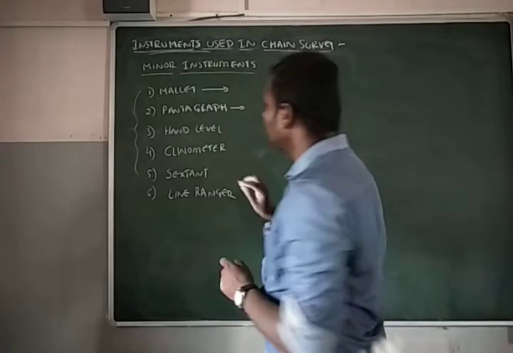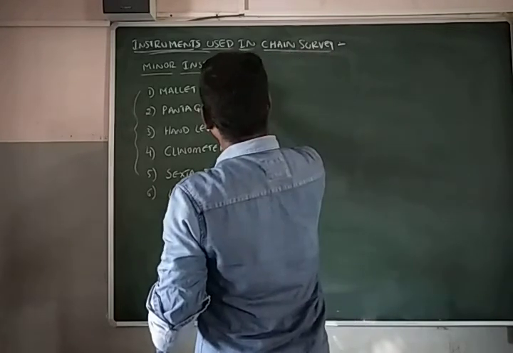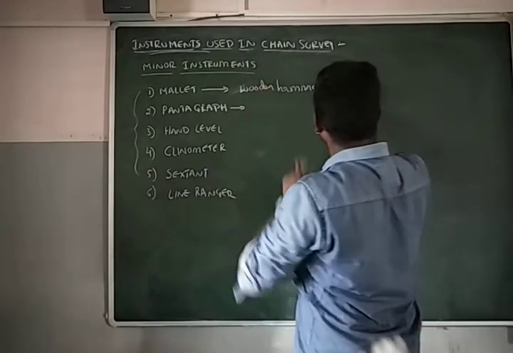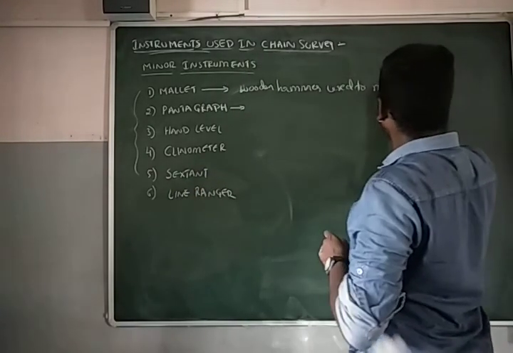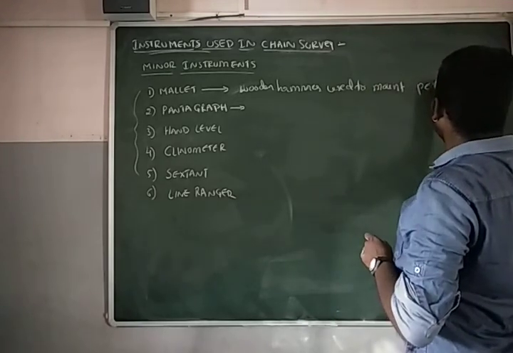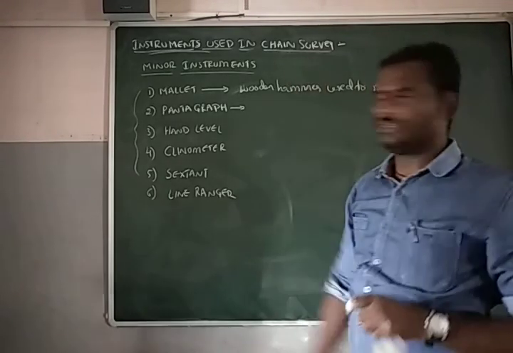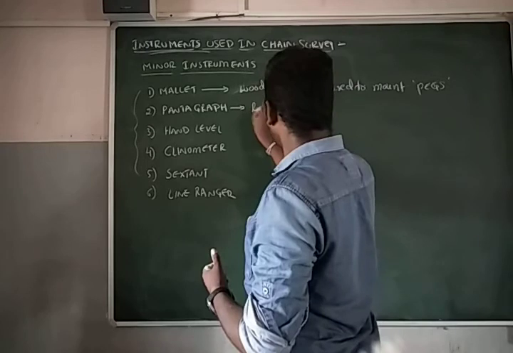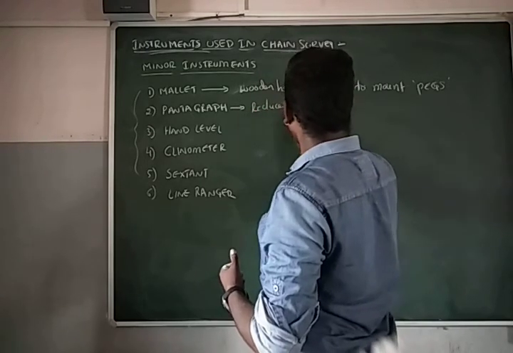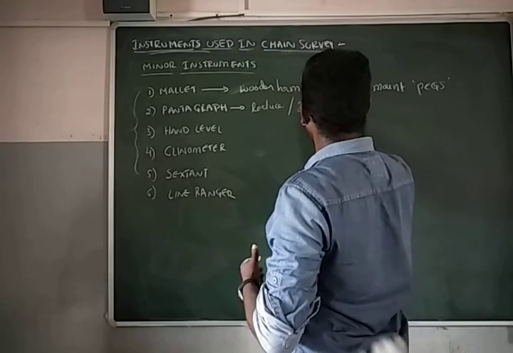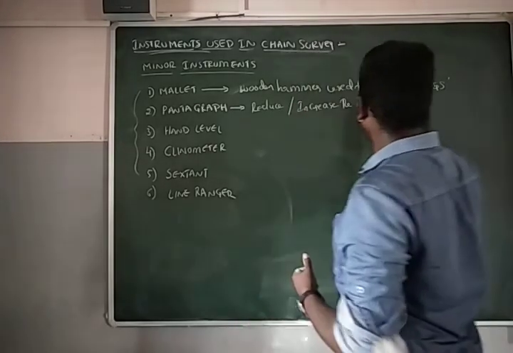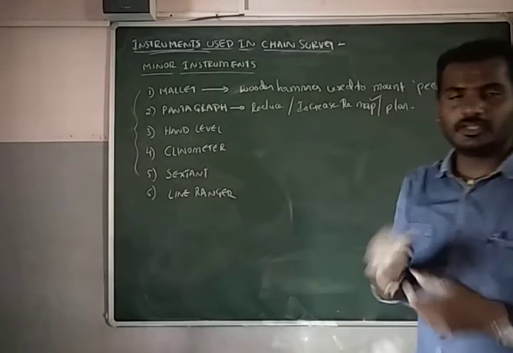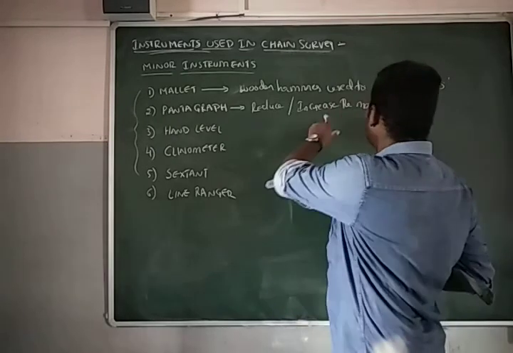And next we have pantograph. To mount pegs, wooden pegs or iron pegs, into the ground we use the wooden hammer. The second one is pantograph. This is an equipment which is used to reduce or to increase the map or plan. In most of the cases we use it for maps. To reduce the scale or to increase the scale, we use this particular pantograph.